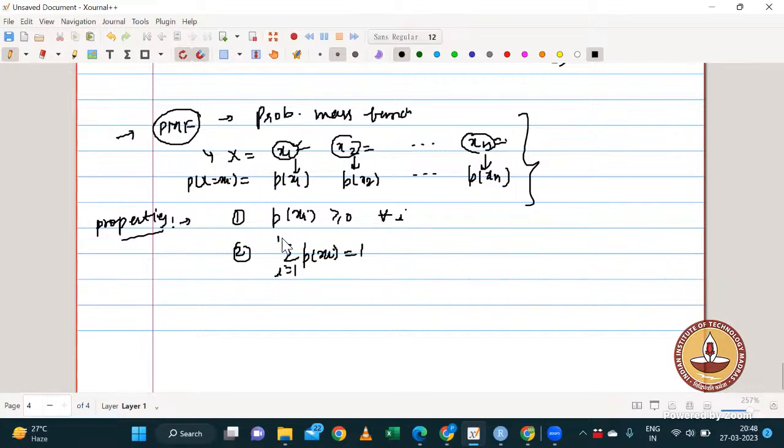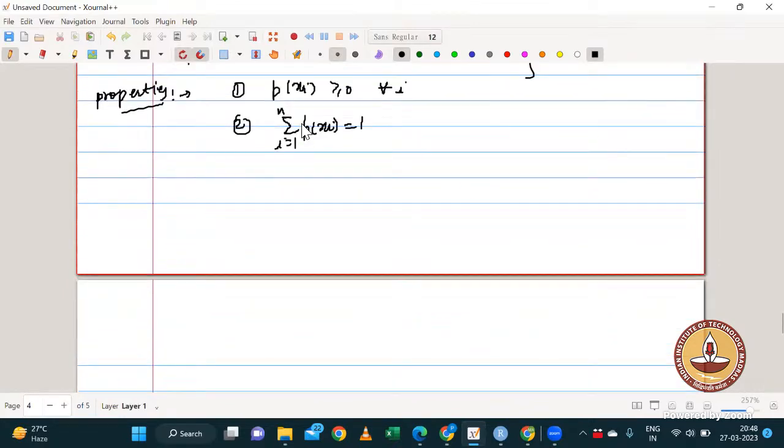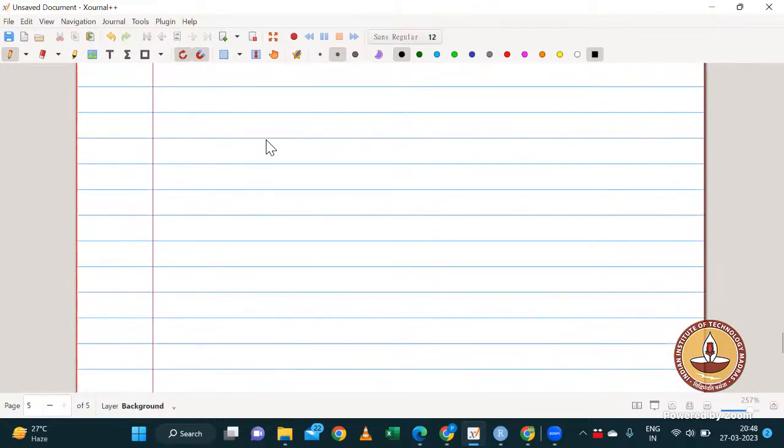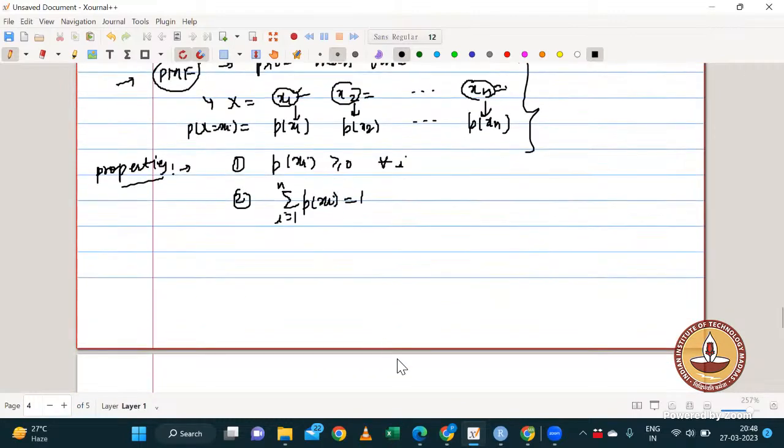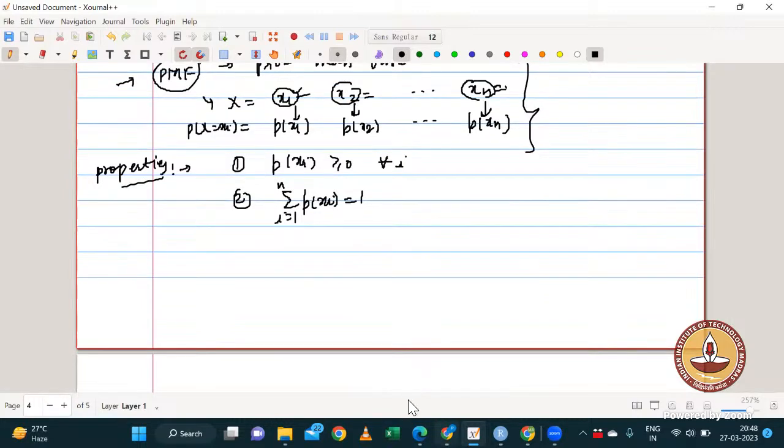I think continuous is not in this stats course. I think you will study it in week 12 maybe. But okay, let's do the discrete case first, otherwise you will get confused. So these are the basic properties for being a PMF.